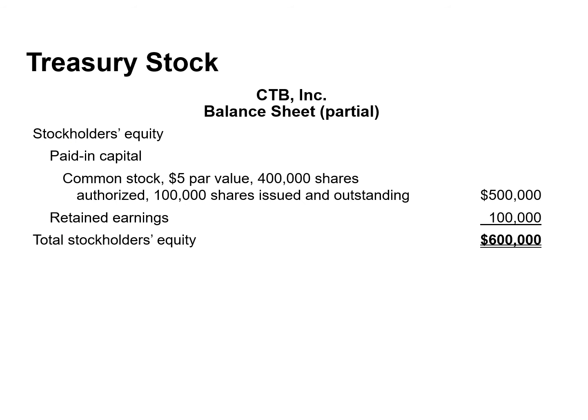To illustrate treasury stock, let's assume the stockholders' equity section for this company has 100,000 shares of $5 par value common stock outstanding and retained earnings of $100,000. So stockholders' equity totals $600,000.